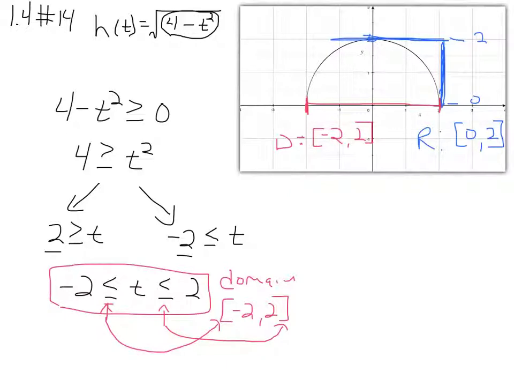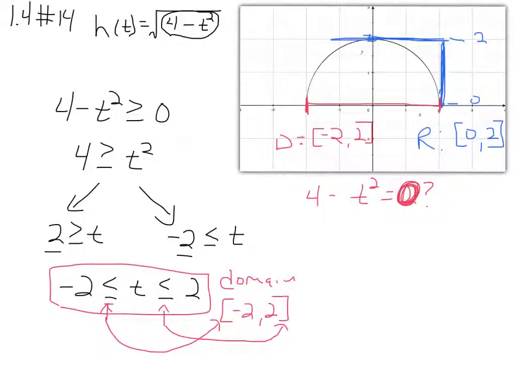Now what about a range? Okay. The square root is designed to be positive. All right, so the only way that can be 0 is if the thing inside is 0. Well, the thing inside is 0 whenever t is equal to positive or -2, right? Is 4 minus t squared equal to 0, question mark?